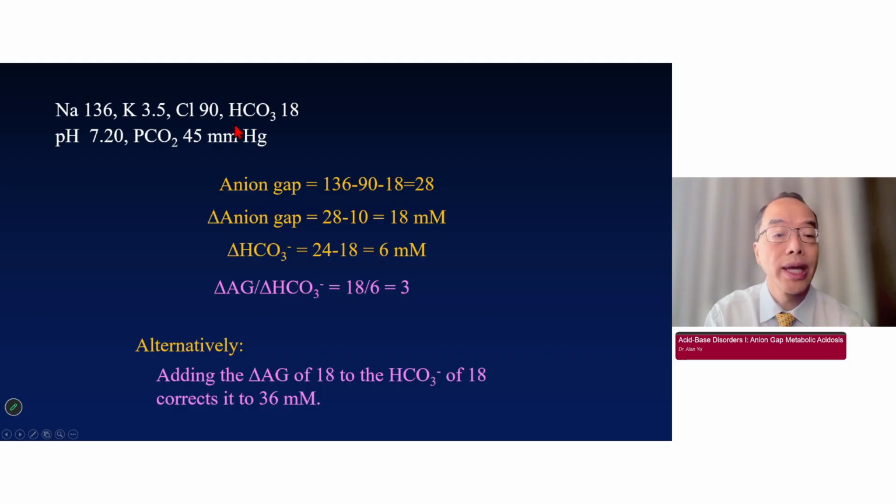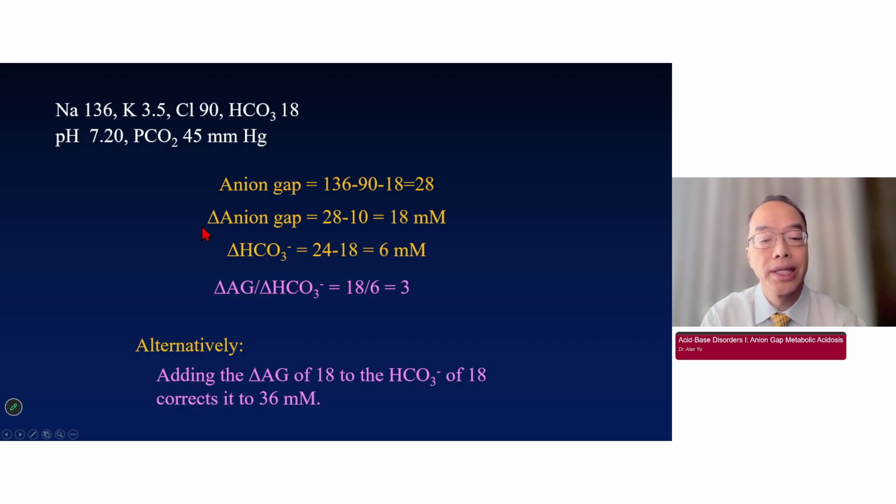Of the metabolic acidosis, we're going to calculate the anion gap. It's 136 minus 90 plus 18, which is 108. And that gives you an anion gap of 28. That's abnormally elevated. So this is an anion gap metabolic acidosis.